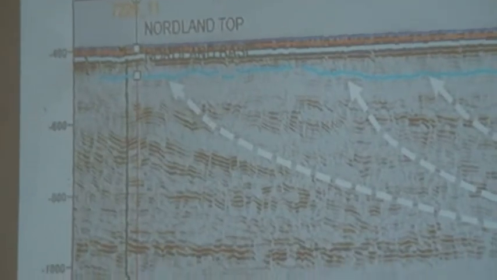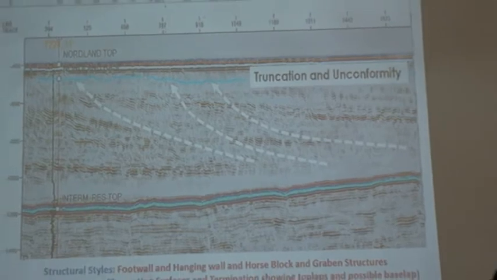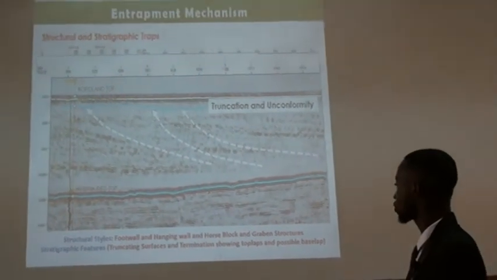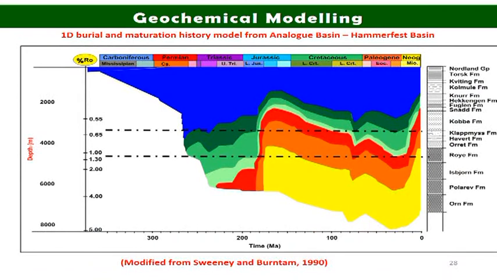You can see it here in blue, which corresponds to the early tertiary erosive event that precedes the deposition of the Nordland group, and below which there were truncations and terminations as seen by the strength and orientation of these reflection surfaces.